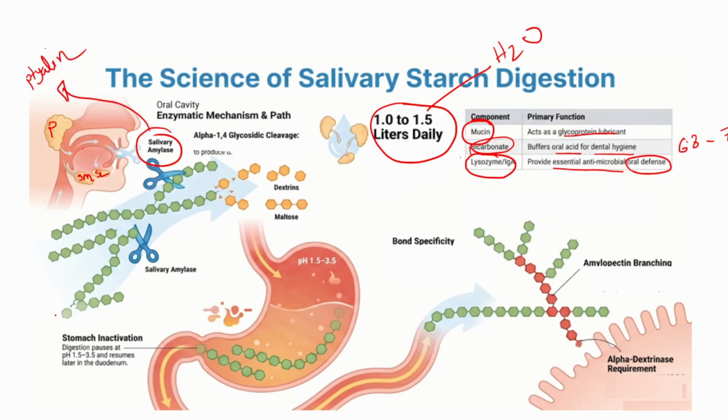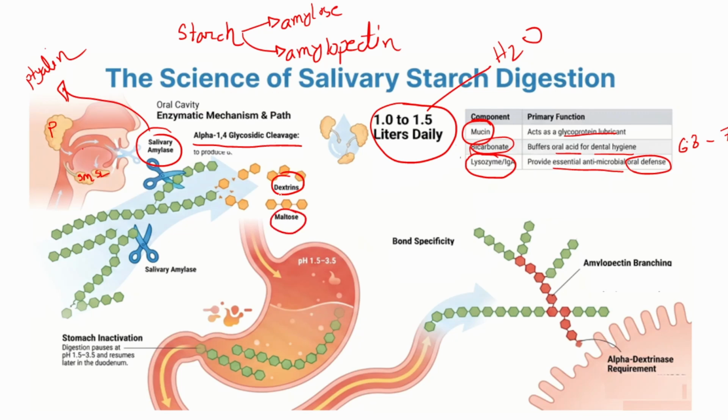Let us map out the enzymatic mechanism and path of salivary starch digestion. For your information, starch is a polysaccharide composed of amylose and amylopectin. When salivary amylase encounters starch, it displays strict bond specificity, meaning it exclusively breaks internal bonds. This process is designated as alpha-1,4-glycosidic cleavage, which breaks down long chains to produce shorter segments called dextrins and maltose.